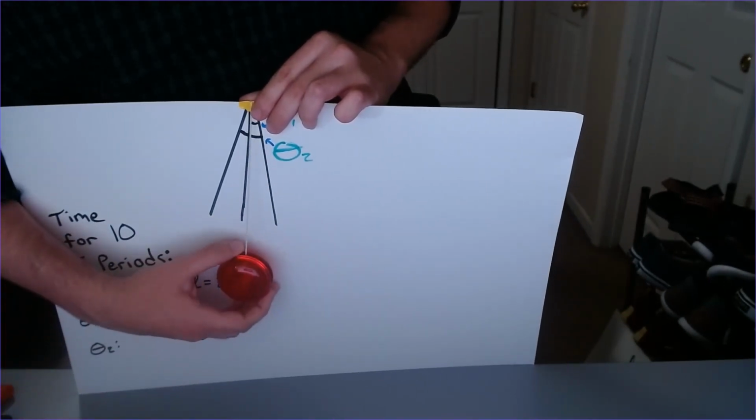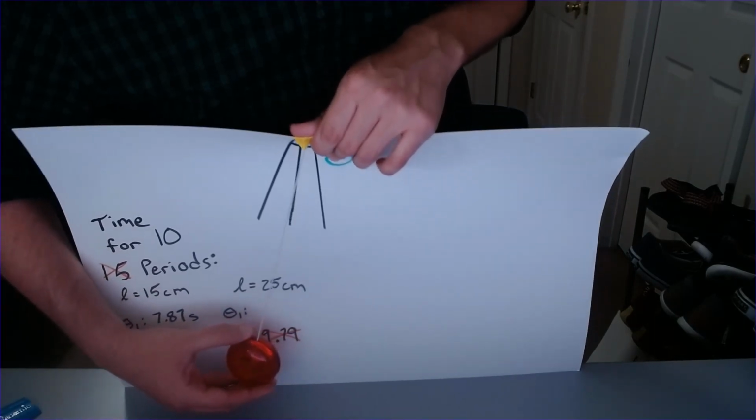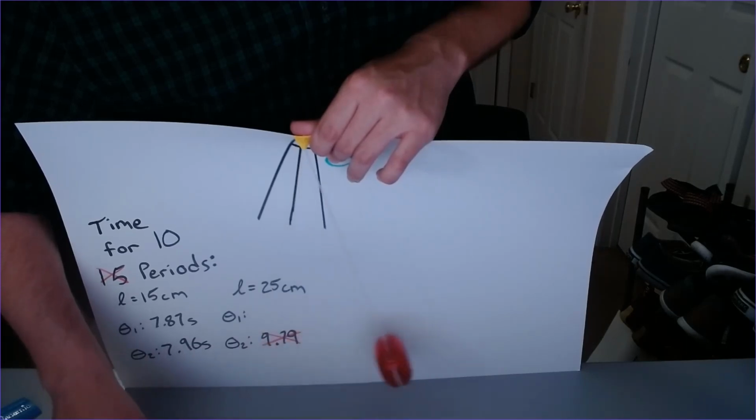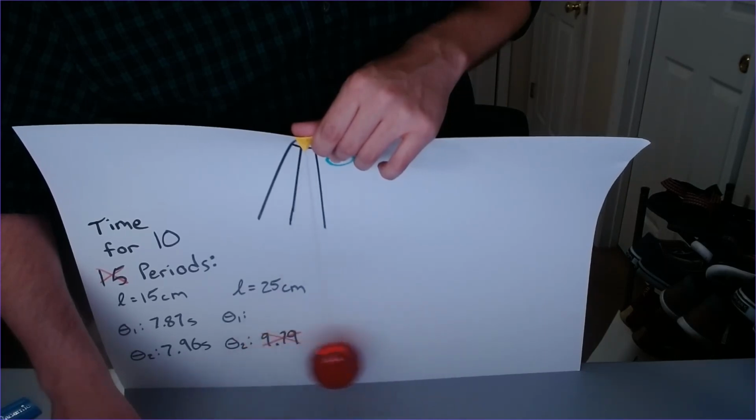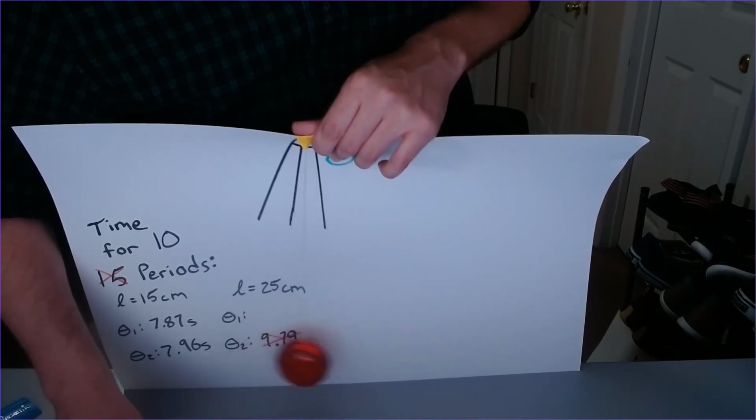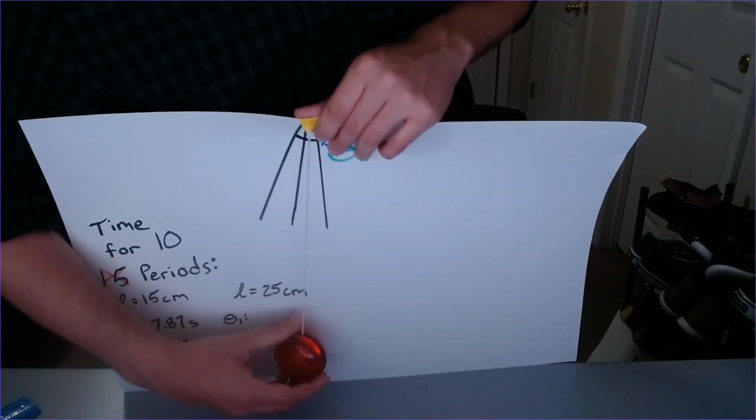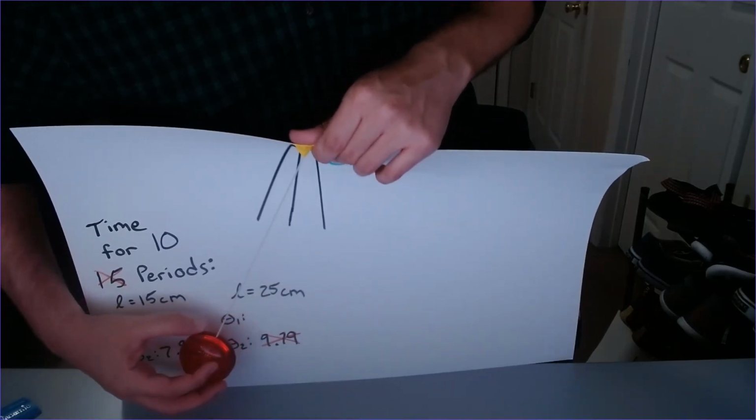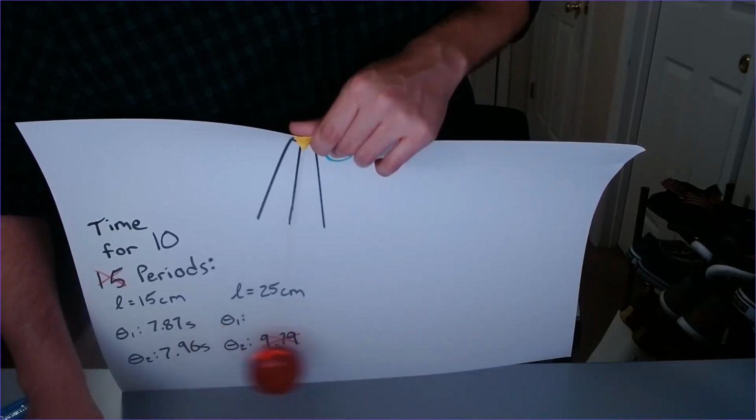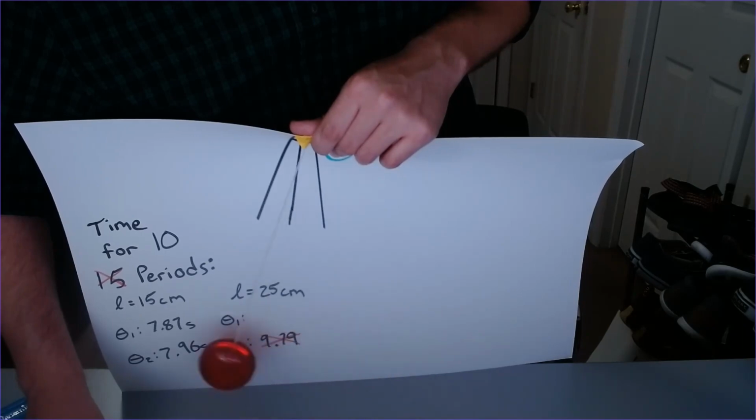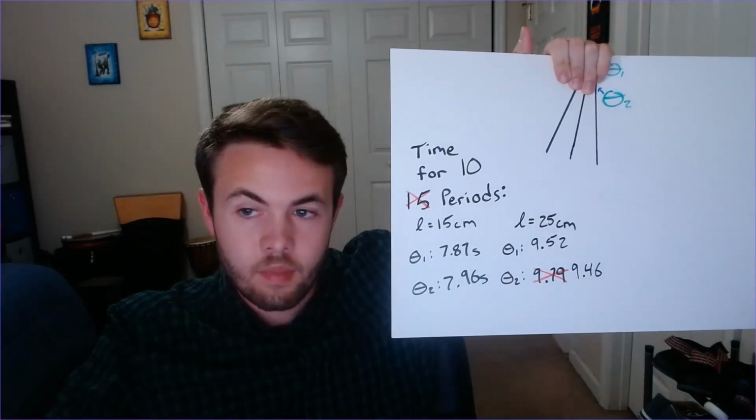Let's see how changing the string changes it. Now for the same test using a 25 centimeter string. Ready, go. 9.52. Going to theta 2, ready, go. 9.46.